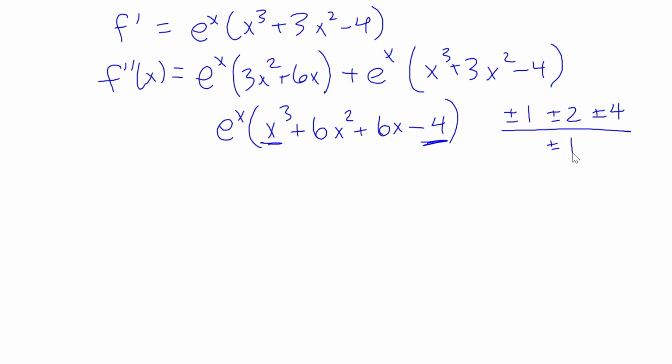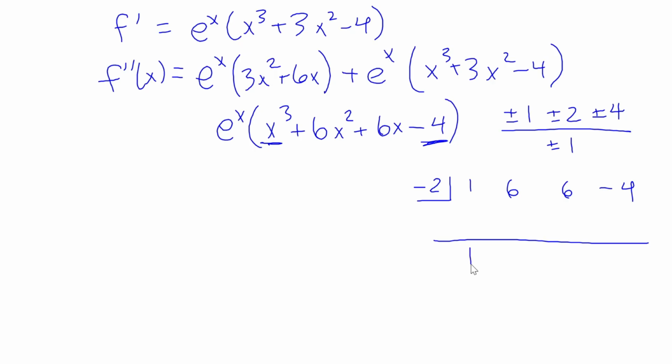I'd probably not start with 1 just because I'd look at this and say 1 plus 6 plus 6 minus 4 is not 0, right? So I'd probably start with either -1 or 2 if I was just kind of guessing, but I happen to know that the answer here is -2. So I'm going to put -2 in my box, putting my coefficients going across as 1, 6, 6, and -4.